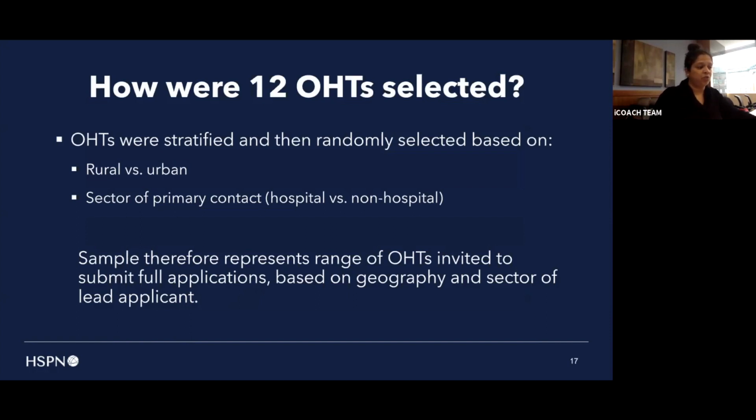So first was geography. So we tried to get a spectrum of rural all the way to urban geographies. And secondly, we focused on the sector of the primary contact on the application. So hospital versus all the other sectors.